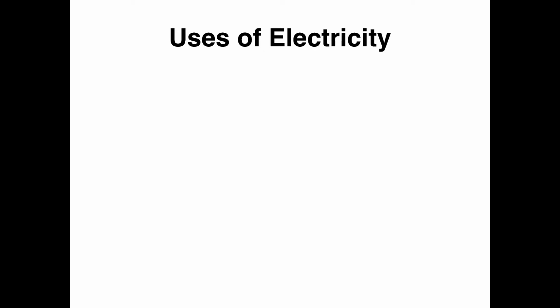Okay, let's continue to talk about the uses of electricity. And in this next part, we're going to talk about motors and generators. So an electrical motor is a device that converts electricity into motion. And that's the simplest way to think about it. It strictly takes one form of energy, electrical energy, and turns it into another form of energy, mechanical energy. It changes electricity into motion.